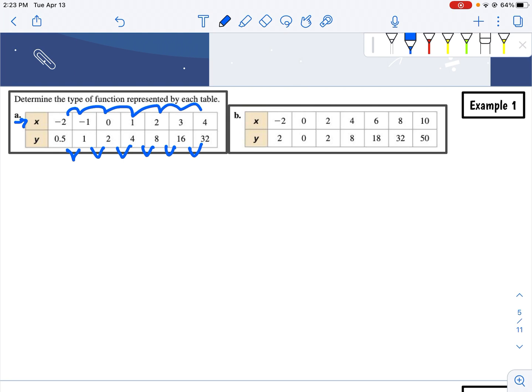When we look at the y's, we will see that from 0.5 to 1, that's up by 1/2. From 1 to 2, that's up by 1 full. So we know that it's not a consistent difference where we are adding.